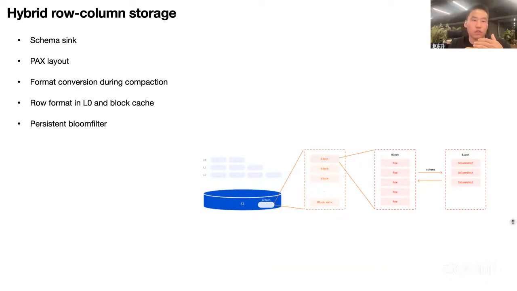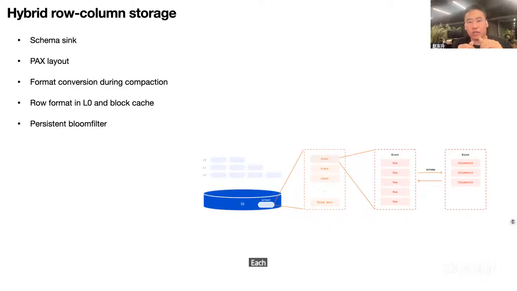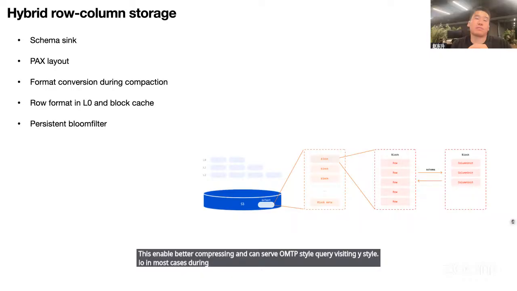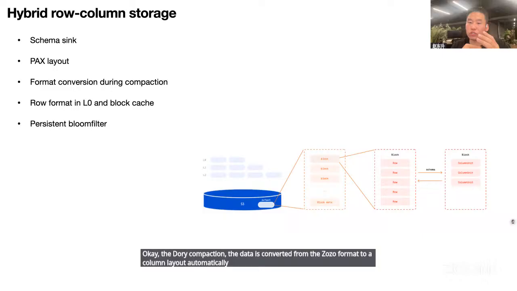Data is internally organized using a PAX layout, aka partition attribute across layout. Each storage block contains a group of rows, but within each block, columns are stored separately. This enables better compression and can serve OLTP style queries with wise I/O in most cases during cache miss. During compaction, the data is converted from the row format to column layout automatically according to the synced schema.